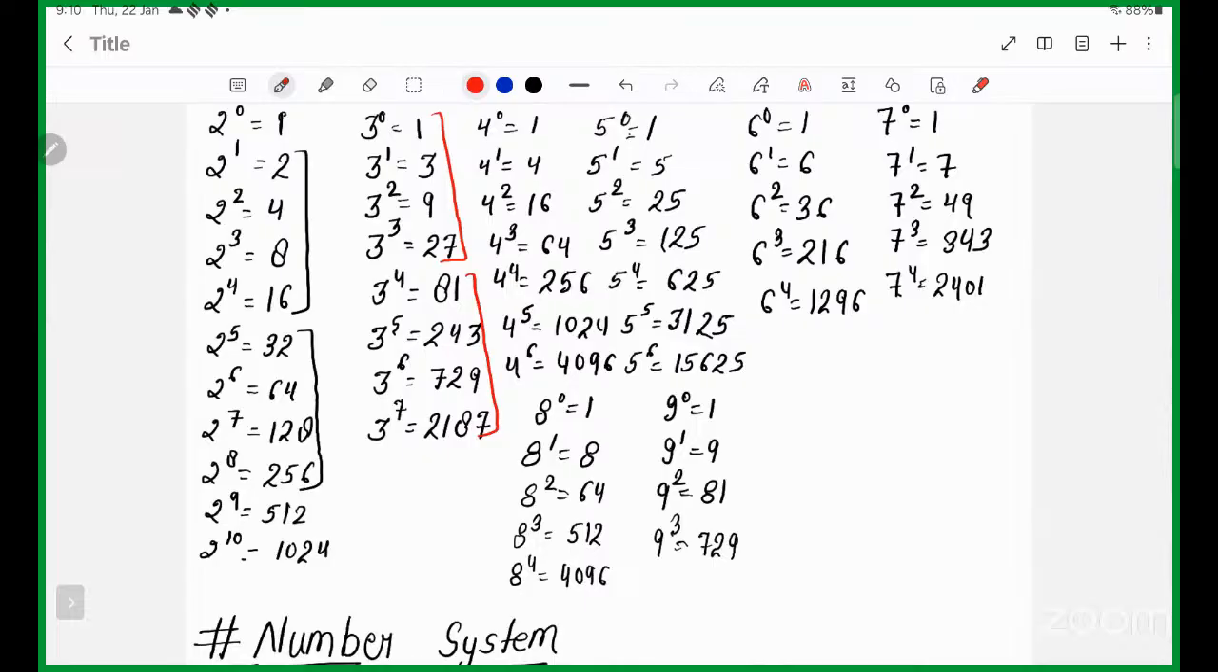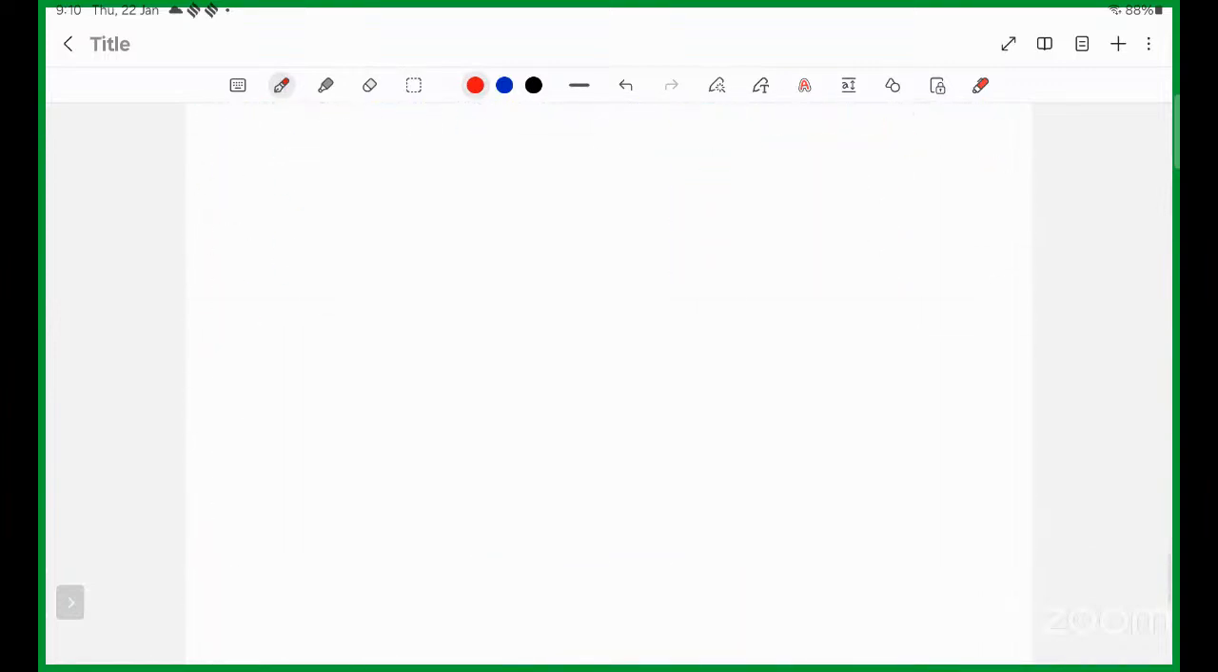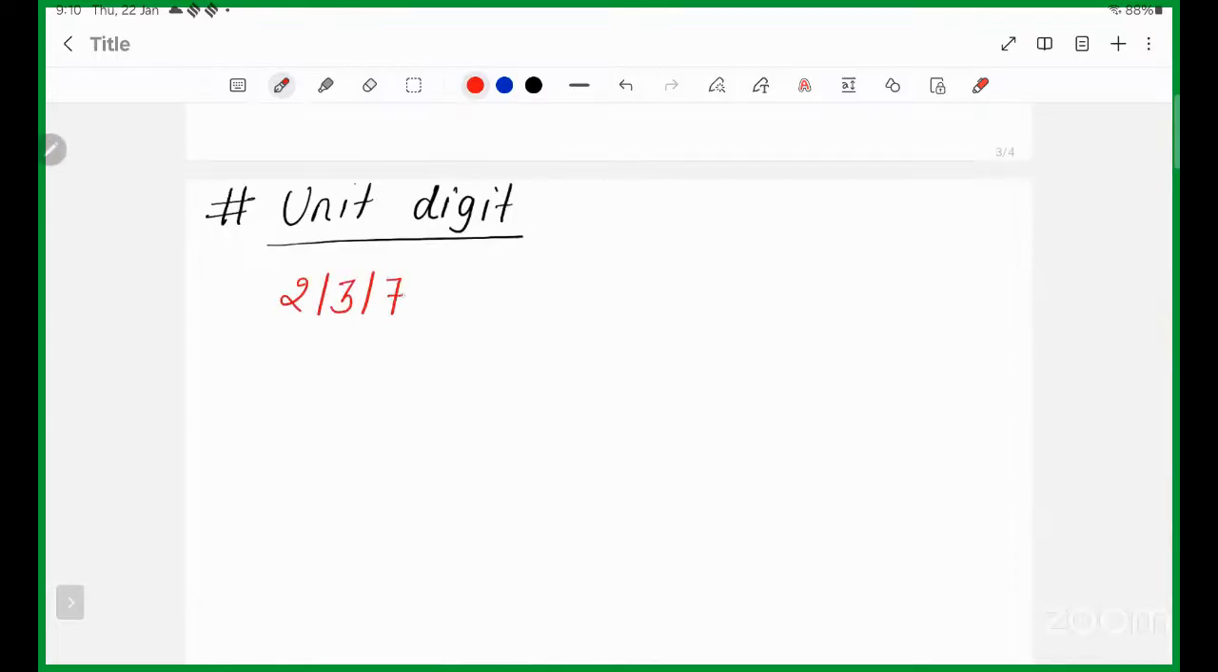This will happen in 7 and this will happen in 8. So I can say that if I have to find the unit digit, then the numbers which will have 2, 3, 7, or 8, I have to divide those numbers by 4 because their unit digit is repeating again after 4 numbers. So if I have to find the unit digit of 2 raised to power 11, then I will just divide 11 by 4.